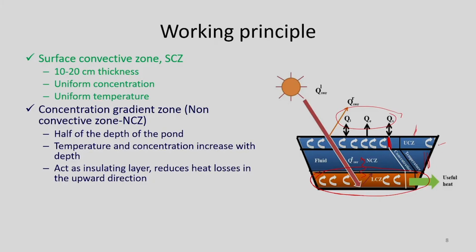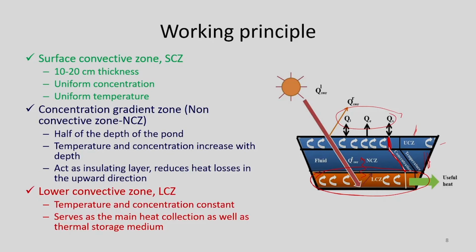So, if the total depth is 1 meter, then 0.5 meter is for the non-convective zone, and temperature and concentration increase with depth. So, this variation will be something like this. Temperature and concentration will vary in this zone, and this zone acts as an insulating layer and reduces heat losses in the upward direction. The role of this zone is very crucial for successful operation of a salt gradient solar pond.